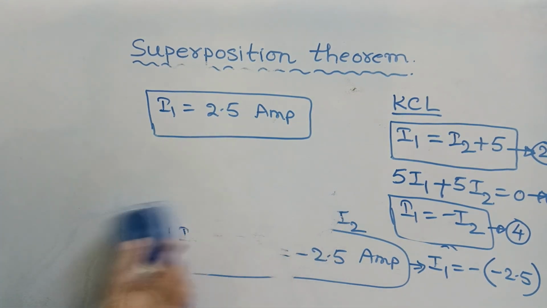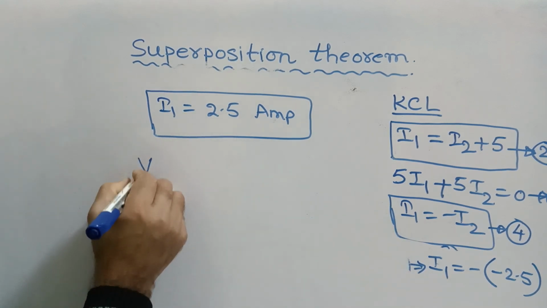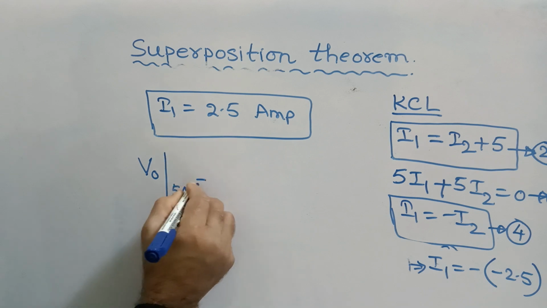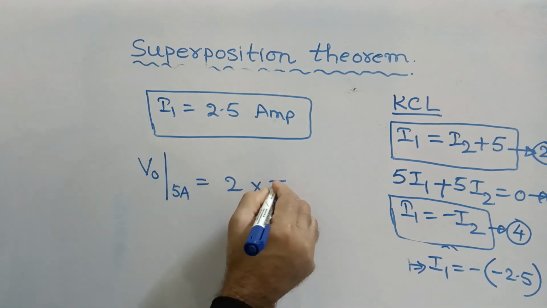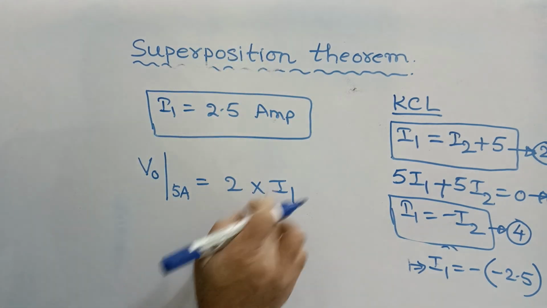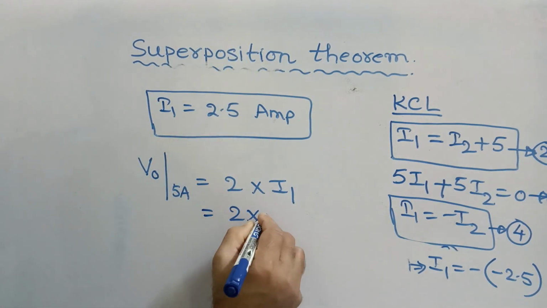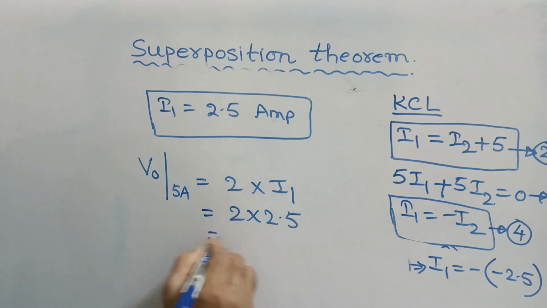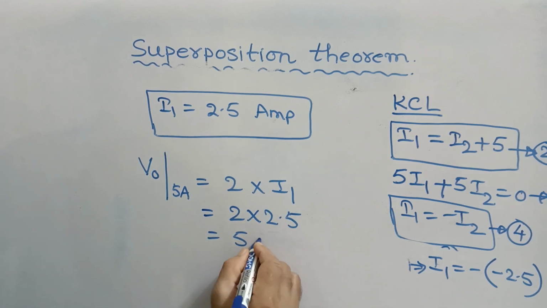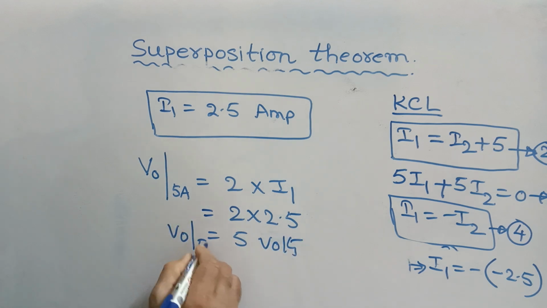Now what are we supposed to find out? The voltage across the 2 ohm resistor. Therefore the voltage across the 2 ohm resistor with respect to the 5 ampere current source is nothing but 2 into I1. The current flowing through that mesh is I1, which is 2.5. Therefore it is 2 into 2.5, which is 5 volts. So this is your V naught with respect to the 5 ampere source.